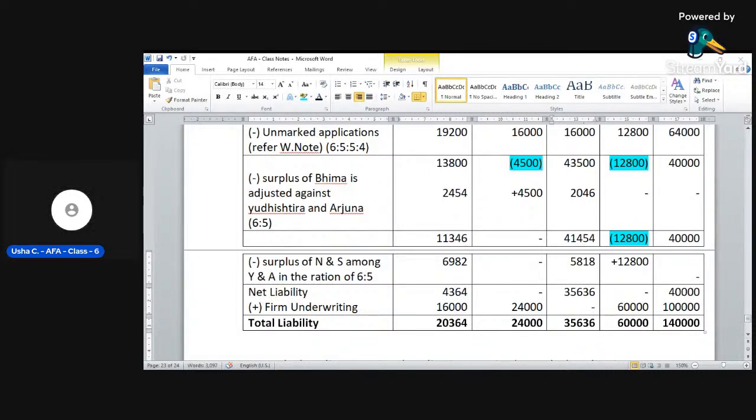Correct. So the surplus amount that is allotted to me must be distributed to the other underwriter. Like that, you have to adjust this surplus. Understood?